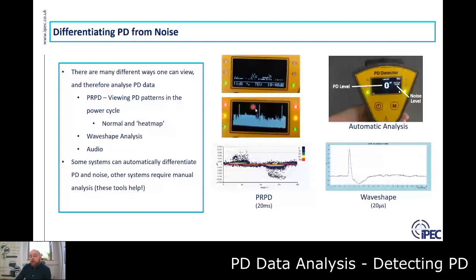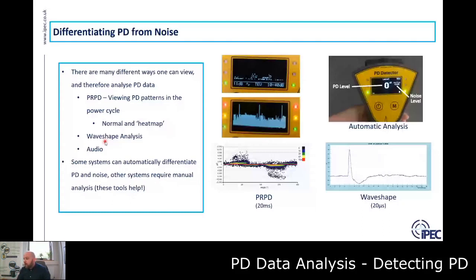The other way we can do it then is wave shape analysis. So what we mean by that is looking at the individual PD pulse. Now, PDs are very high frequency signals, so we need very high resolution equipment to do that. With that, you're looking more at monitoring systems that can do that.